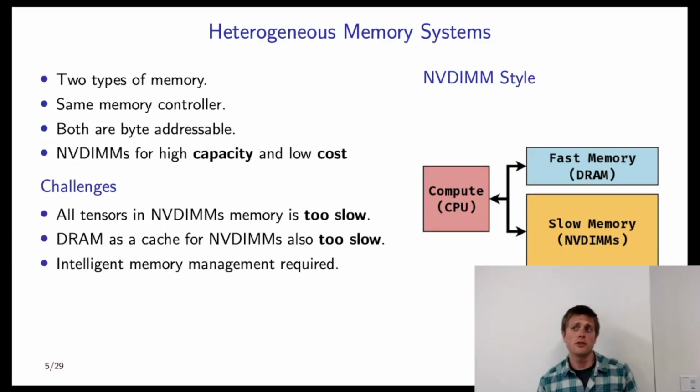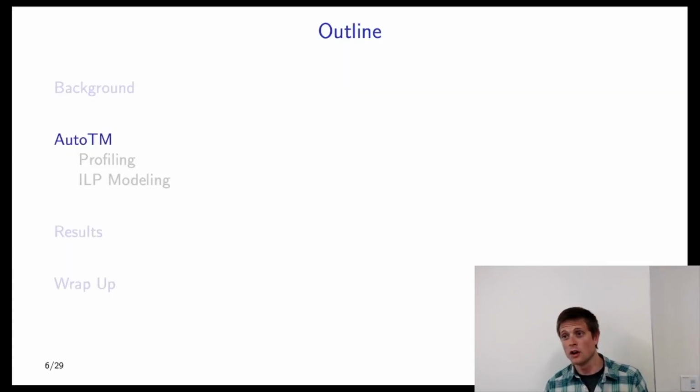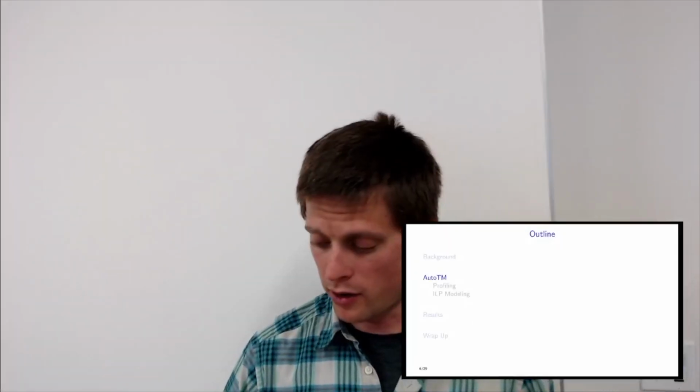So what are some challenges associated with using this style of memory? Well, we found that just placing all tensors naively into the NVDIMMs is far too slow, with a performance impact of 5 to 8 times over just using DRAM. Now, these CPUs have a caching mechanism where the DRAM is used as a cache for NVDIMMs, but we will show later that we can greatly outperform this cache using intelligent software managed techniques. All right, so now I'll go into some of the details about how AutoTM works.